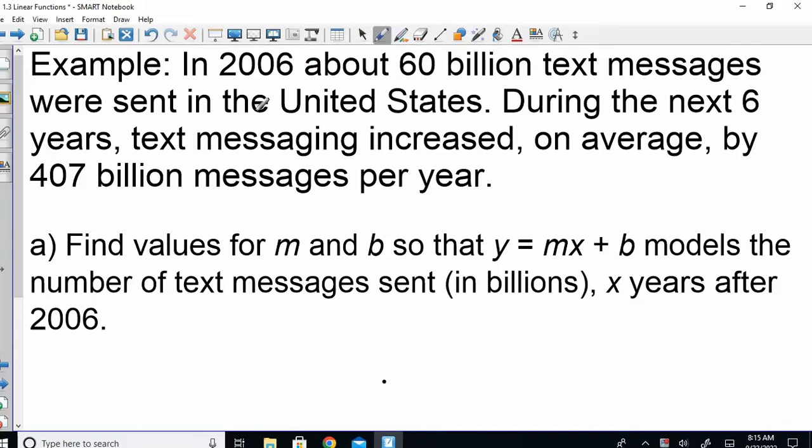In 2006, about 60 billion text messages were sent in the United States. During the next 6 years, text messages increased on average by 407 billion messages per year.